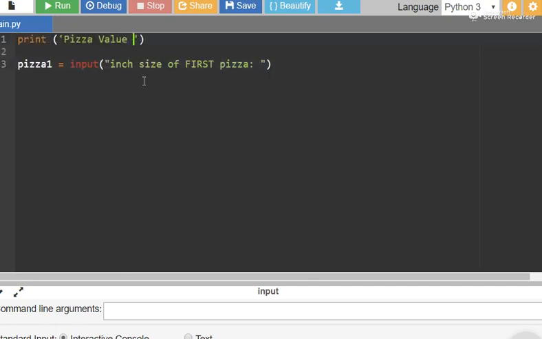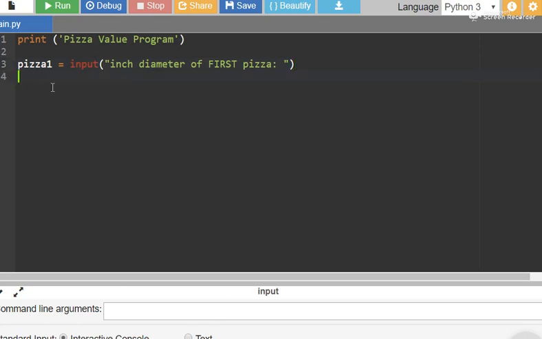Pizza value program. Introduce our program. Pizza 1, because we're going to have pizza 2 after all this, we're going to get that input from our user. The inch size, if you're going to work in centimetres, do centimetres. The inch diameter of the first pizza. Generally, that's how they advertise pizzas. They say 10-inch pizza, 12-inch pizza, 14-inch pizza. They're referring to the diameter of the pizza, diameter of first pizza.